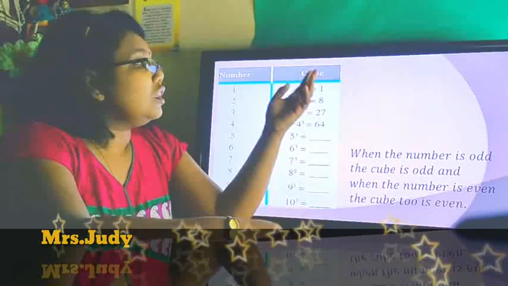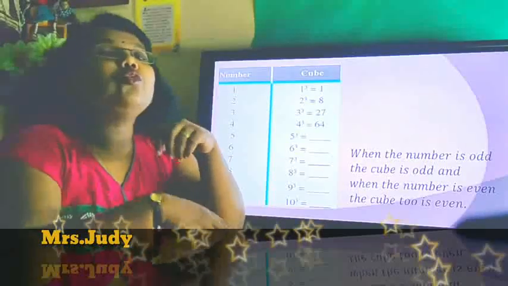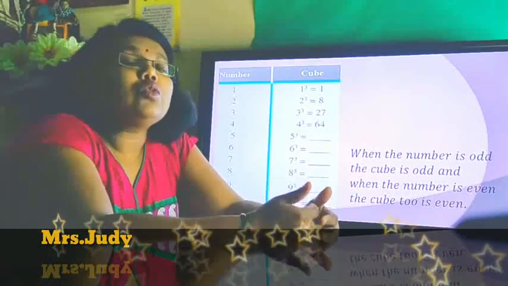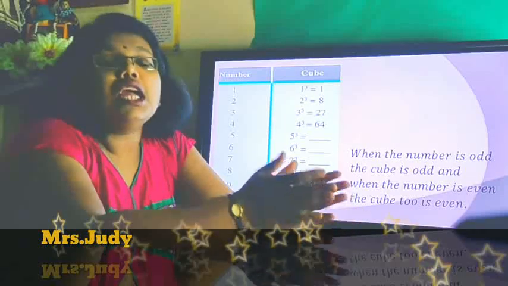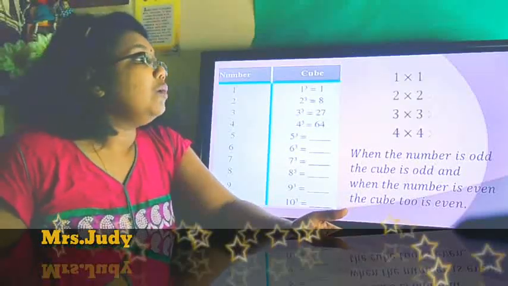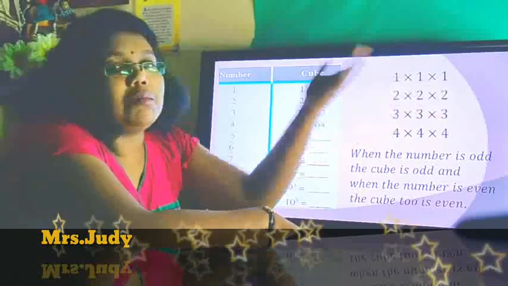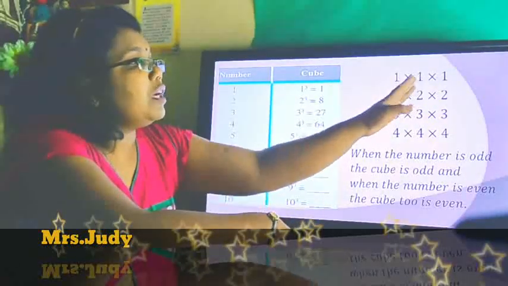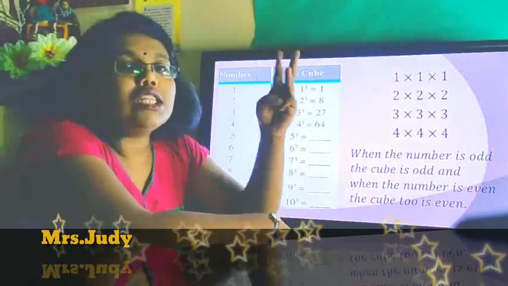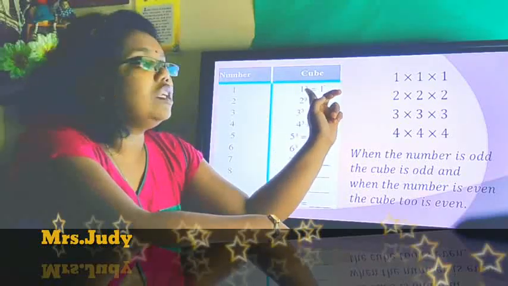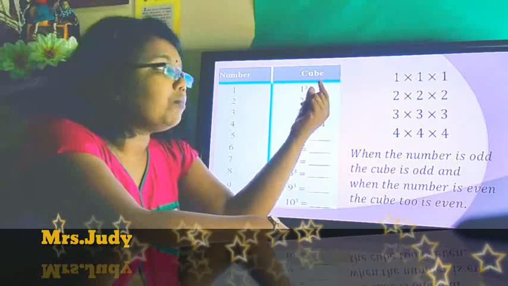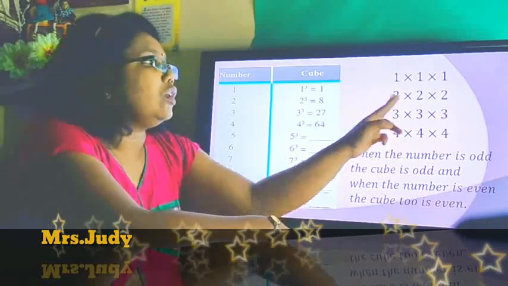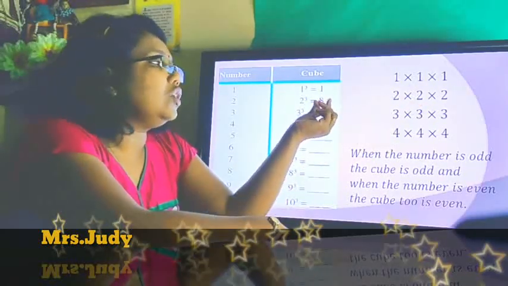So how exactly do we find a cube? For finding a square, we multiply the number with itself. That means two of the numbers are multiplied. While we are doing the cube, we multiply the number with itself 3 times. That means 1 multiplied by 1 multiplied by 1. There are 3 ones. That's why the power is given as 3. And when you multiply, the answer you get is called its cube. Similarly, 2 into 2 into 2. 2 2s are 4, 4 2s are 8. 8 is the cube of 2.